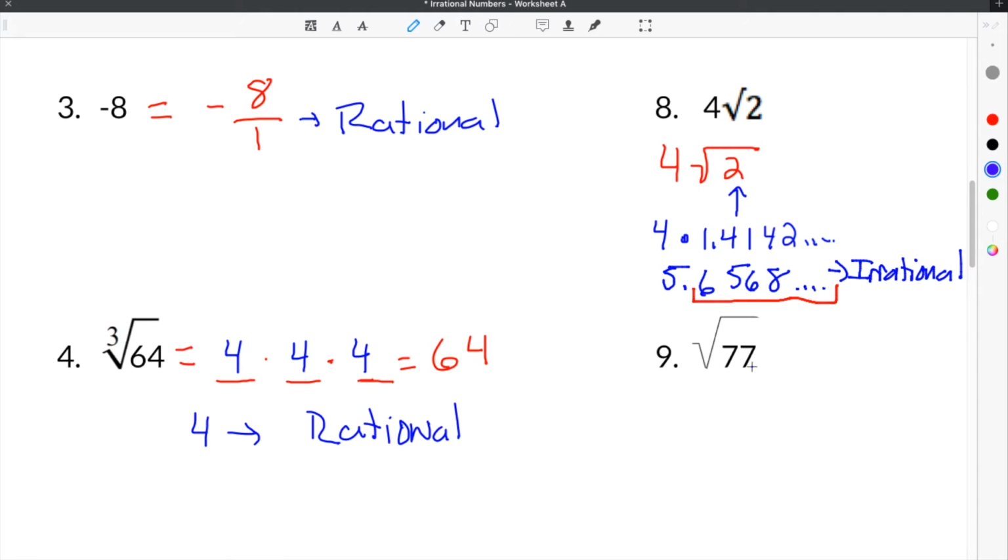The square root of 77 is not a perfect square, and when you do the square root of 77 in a calculator, you get 8.77496 that goes on forever. This is neither repeating or terminating, so it's non-repeating, non-terminating, which means it is irrational.